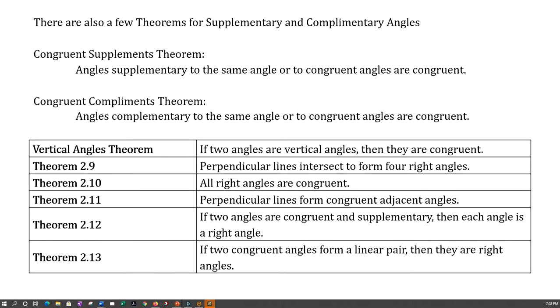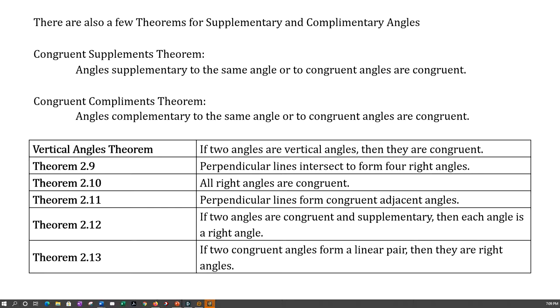Okay, there are also some more theorems. We have our congruent supplements theorem, which states that angles that are supplementary to the same angle or to congruent angles are congruent. This was what we had in our one more problem. So if there's one angle that has two supplementary angles, those two supplementary angles are congruent. Same thing again with complements: if angles are complementary to the same angle or to congruent angles, then those two angles are going to be congruent.